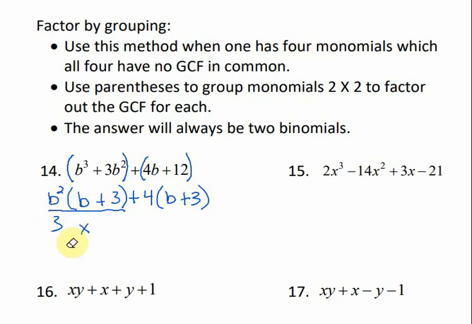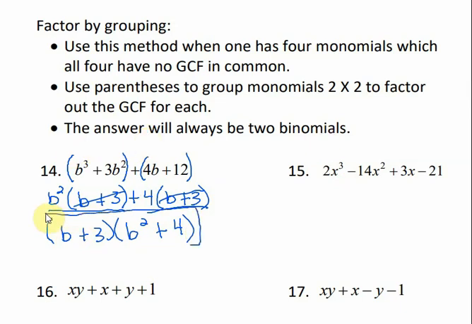Okay, so in this first term and this second term, what do they have in common? What is their common factor? The b plus 3's. So I'm going to factor that out. Factor out b plus 3. Okay, so once I divide each term by b plus 3, what's left? B squared plus 4. And that's my answer. Like I said, the answer will always be two binomials. So here is my answer.